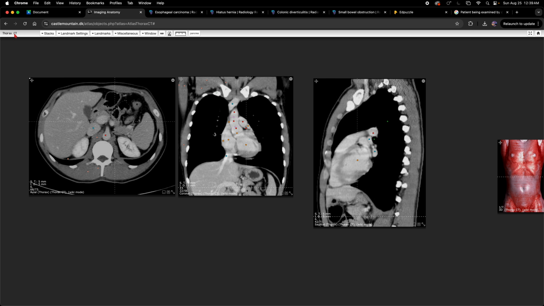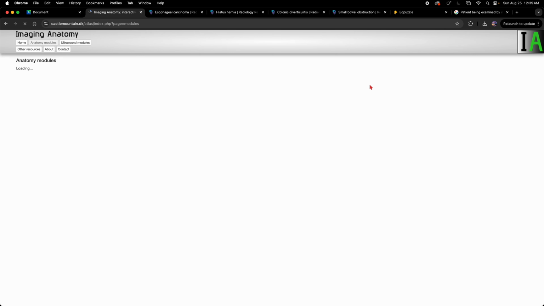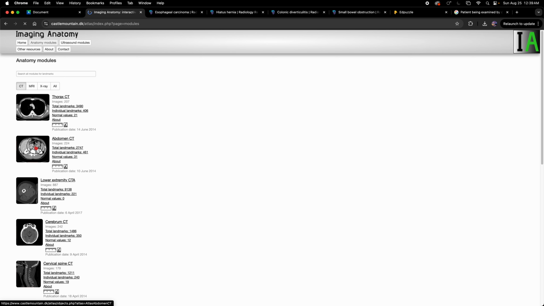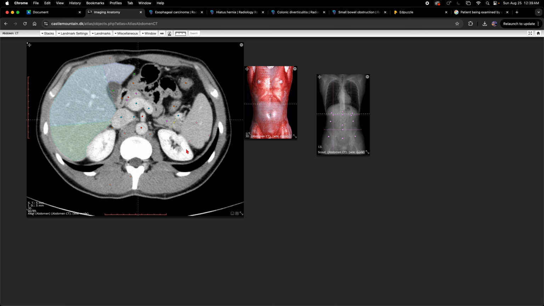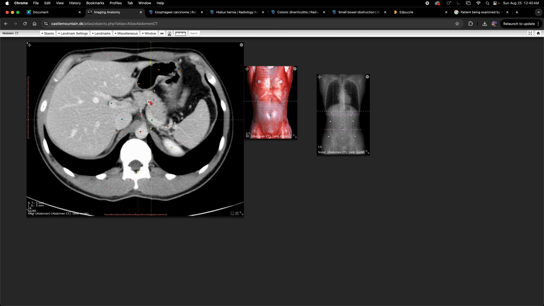You know why? Because this is the chest. But let's switch to the abdomen so we can get the abdominal organs now to be the highlight or the primary parts of this stack. Okay, fantastic. So let's now look at the abdomen. That's a pancreas right there.